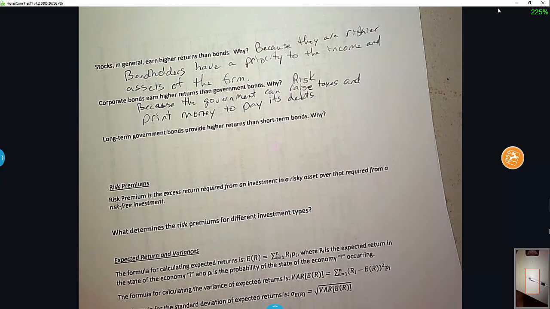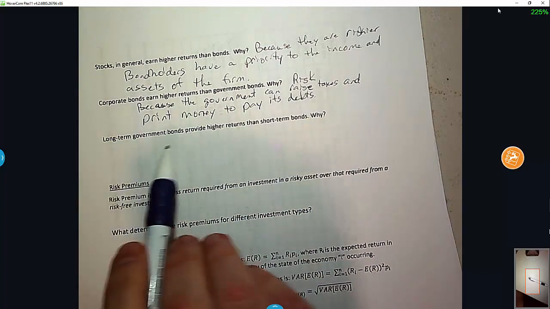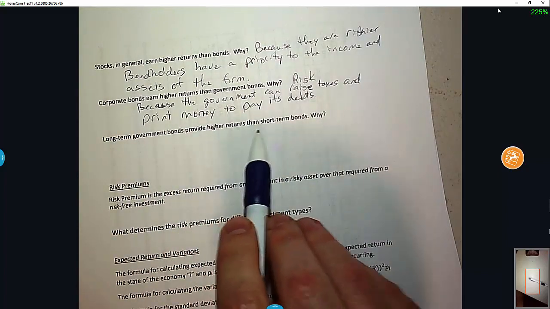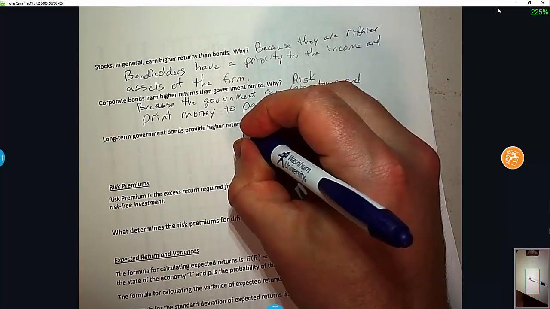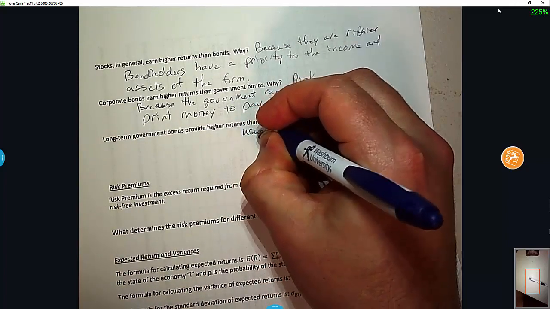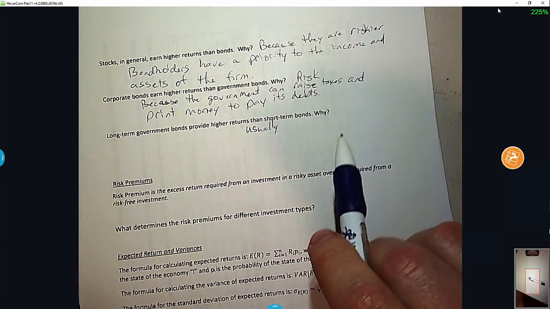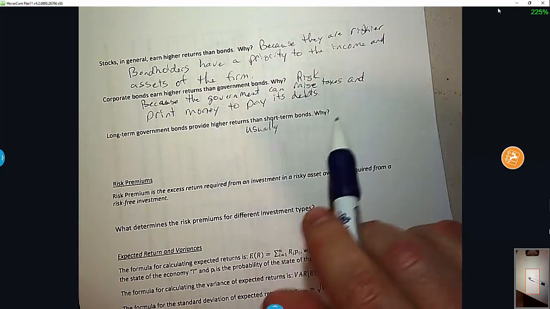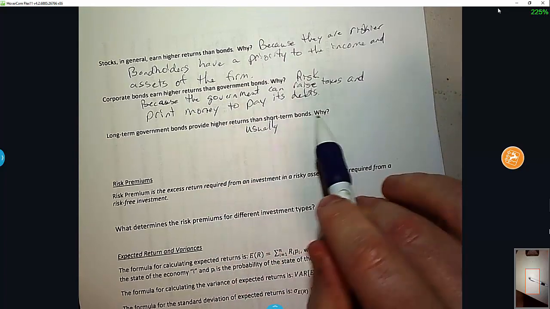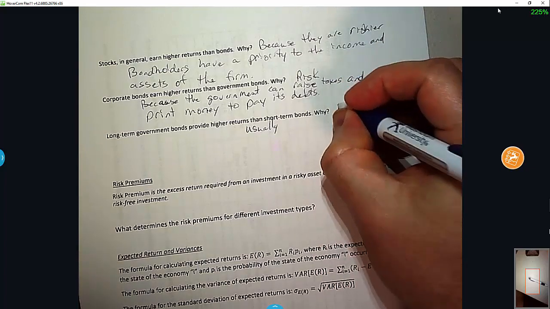Finally, long-term government bonds provide higher returns than short-term bonds, and let me put in here usually. When the yield curve is normal, this is true. When the yield curve is inverted, as it has been lately, this isn't true. But the question is, why is this usually true? It's because long-term bonds are riskier.